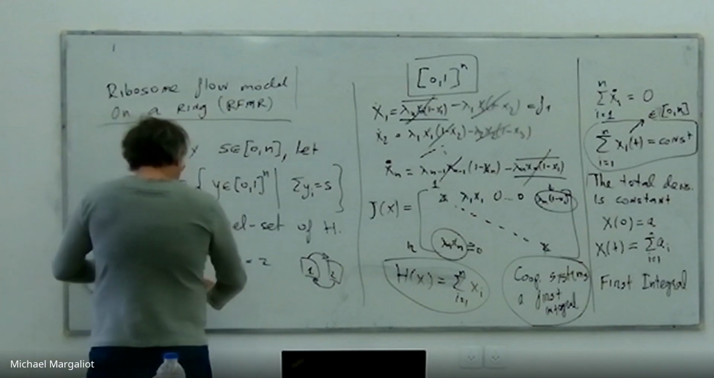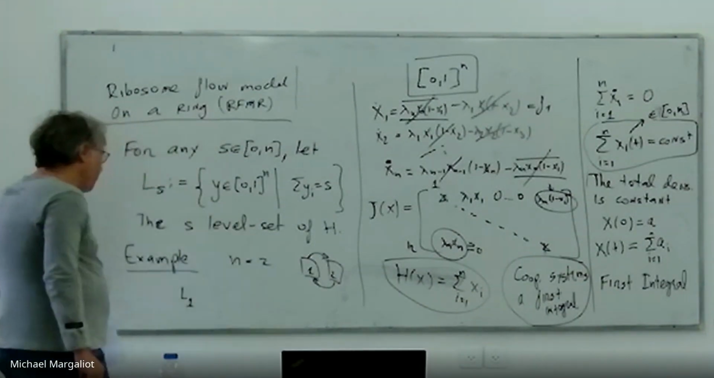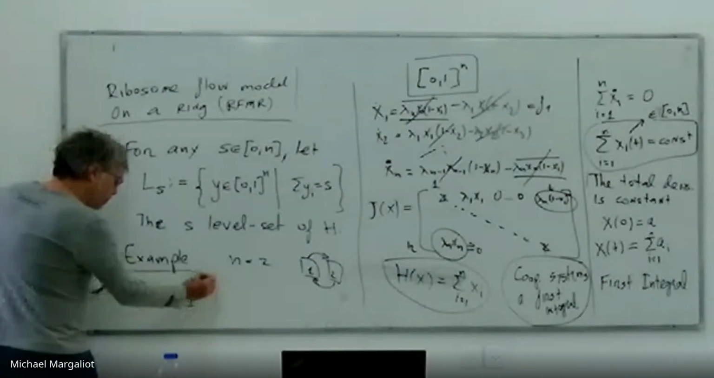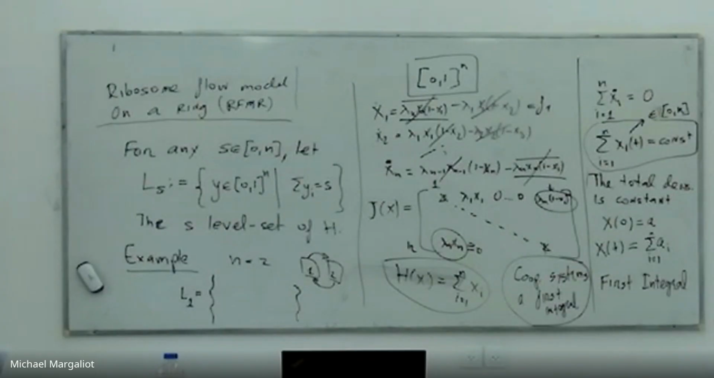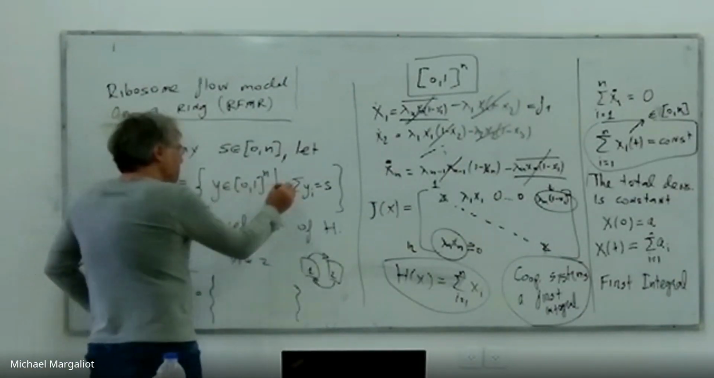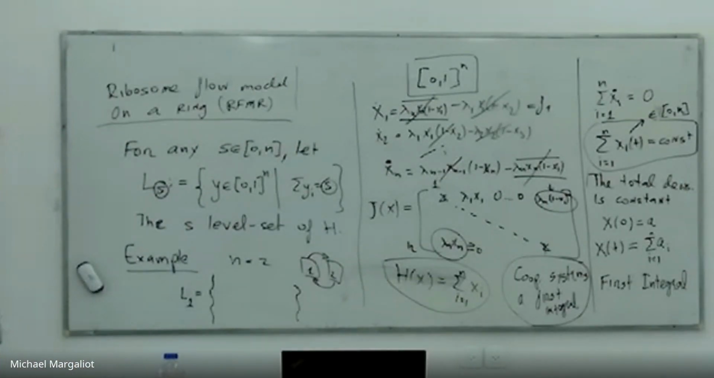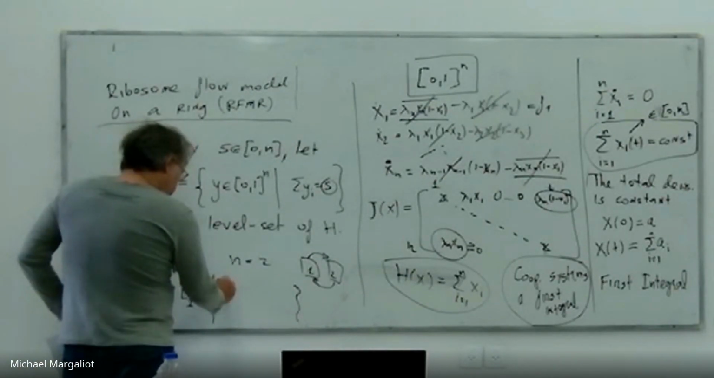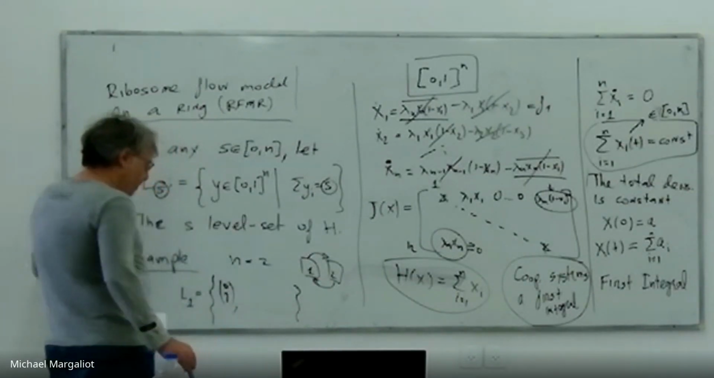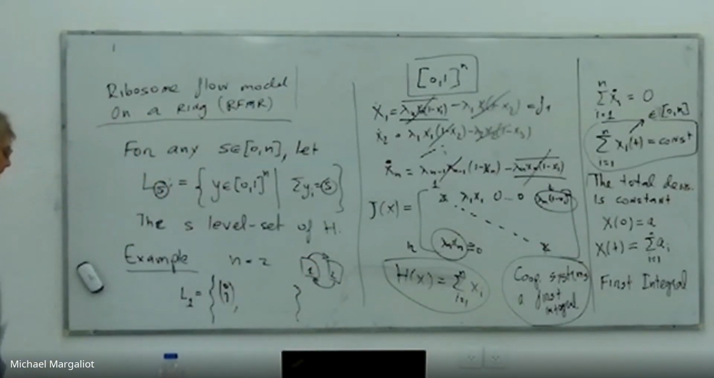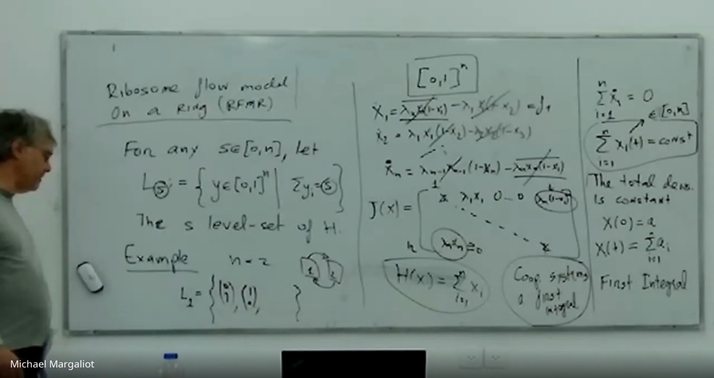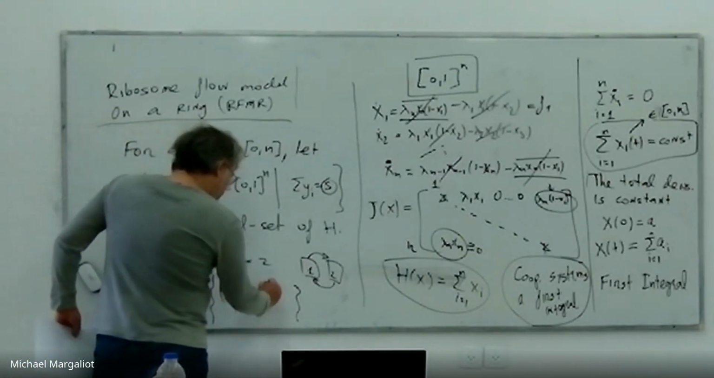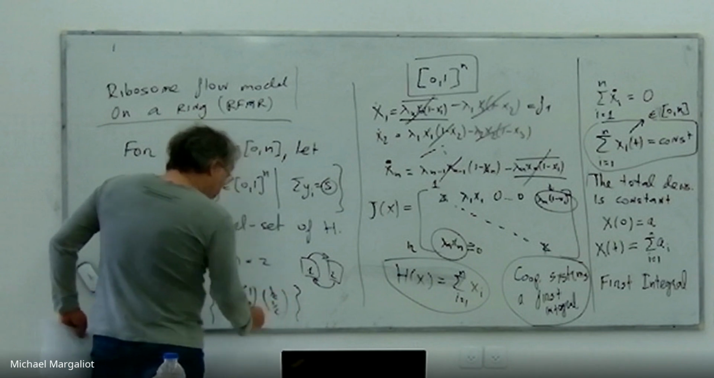And let's look at what L1 is. L1 includes all the configurations where the sum of the densities in the two sides is equal to 1. When I say L1, this means that the sum of all the densities should be 1. So for example, if I take the density 1, 0, this will be a density in L1. If I take the density 0, 1, this will be a density in L1. If I take the density 1/2, 1/2, this will be a density in L1.